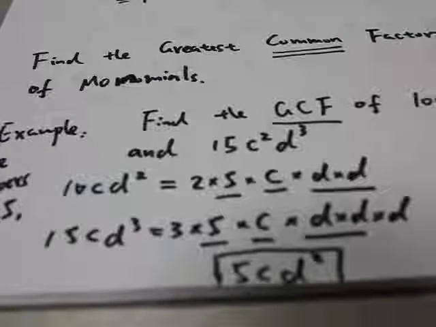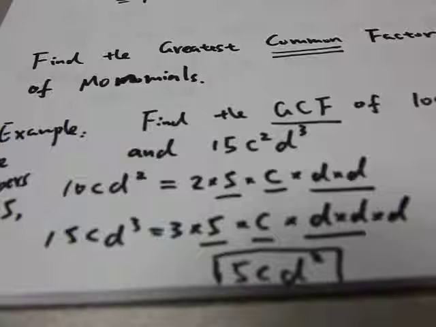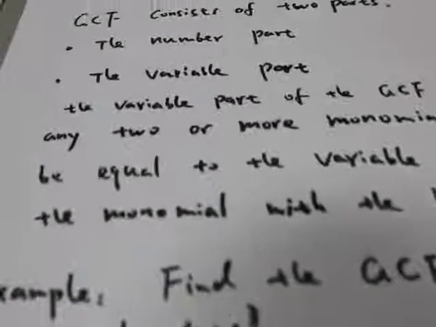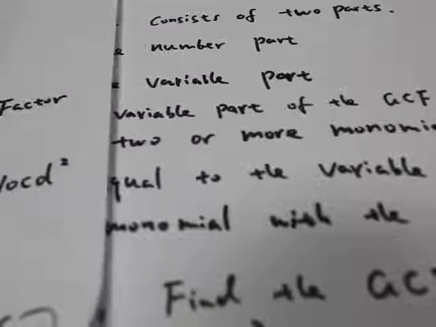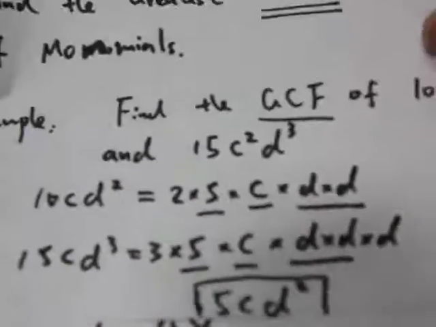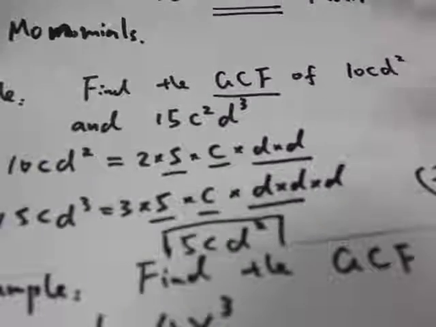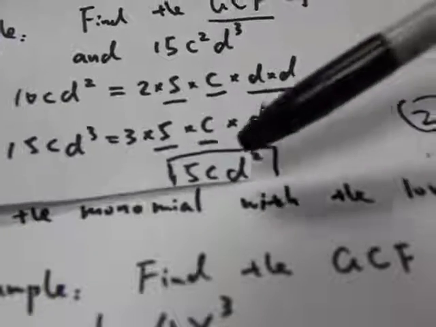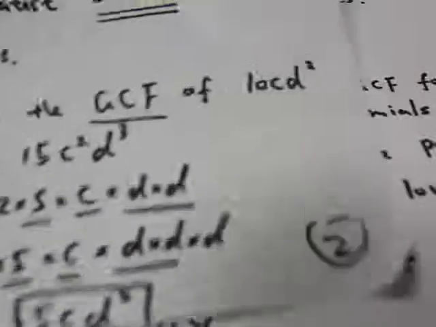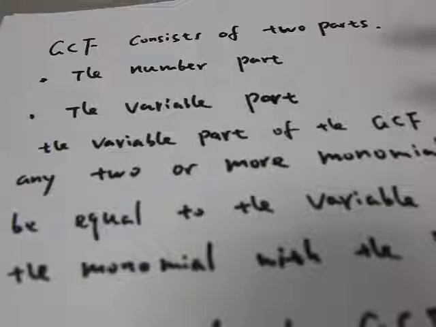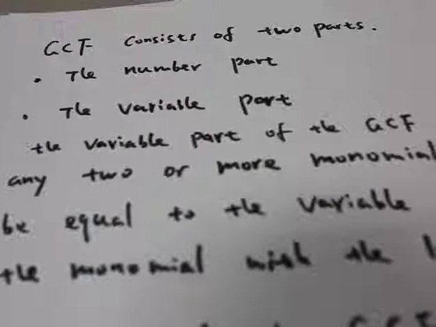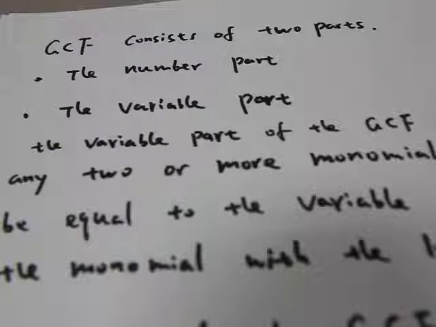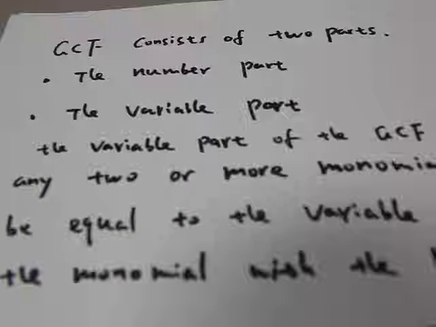Okay, in my previous video, I showed you how to find the greatest common factor of monomials. Now, in this video, I'm gonna show you how to do this in a different way. From my previous video, we know that the greatest common factor consists of two parts. The first part is a number part, right? The second part is the variable part. And usually, the variable part is the difficult one. Now I'm gonna show you there is a strategy to find the variable part of the greatest common factor.